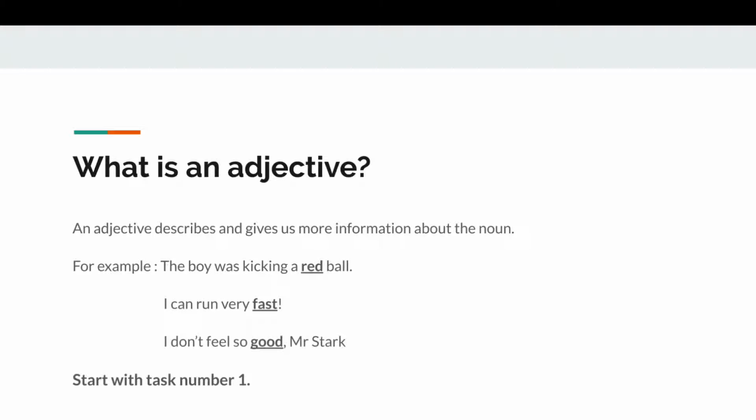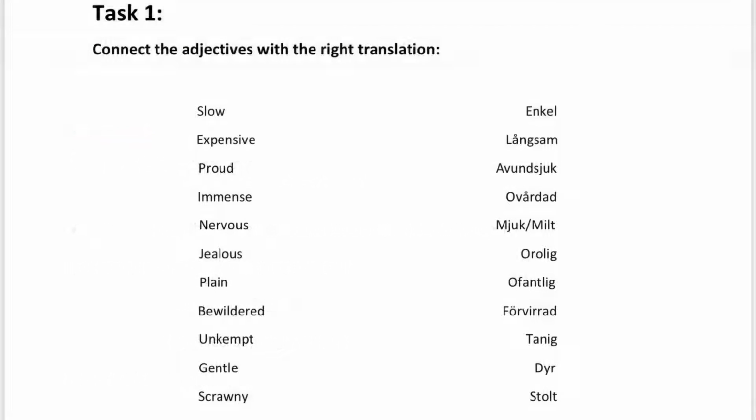Now, take a look at task number 1 and read through the words. In this assignment, you are asked to connect the adjectives to the correct translation. You will be given a couple of minutes to connect the words.